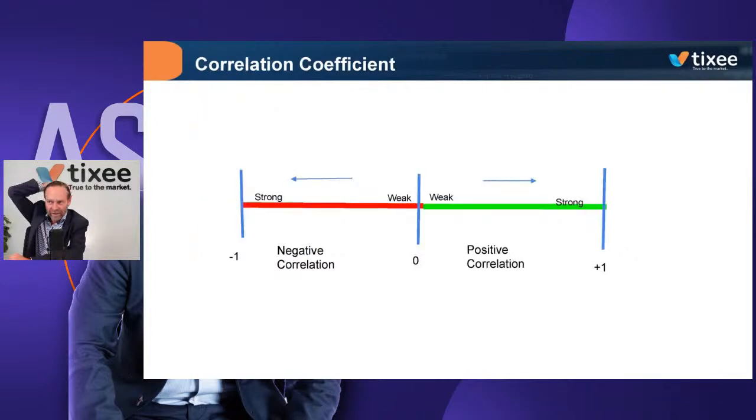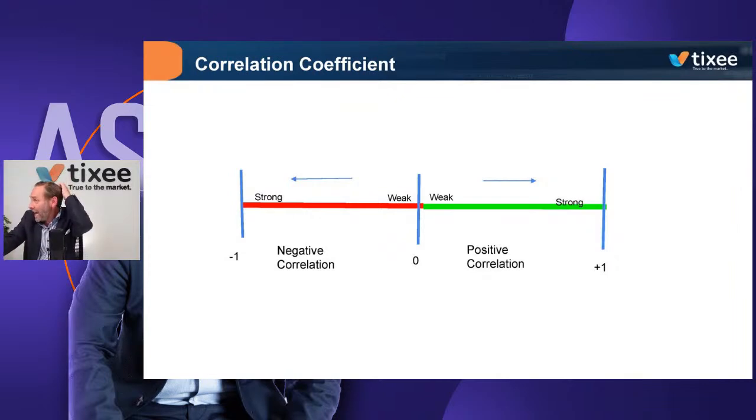Now, to break this down a little bit more, okay? Now, this is a table, okay? So we got -1 on one side, negative correlation, and +1, positive correlation, and 0, which is neutral, okay? Means there's no relationship. So the closer the number gets to -1, the more negative correlated that currency pair is. The closer to +1, the more positive correlated that currency pair is.